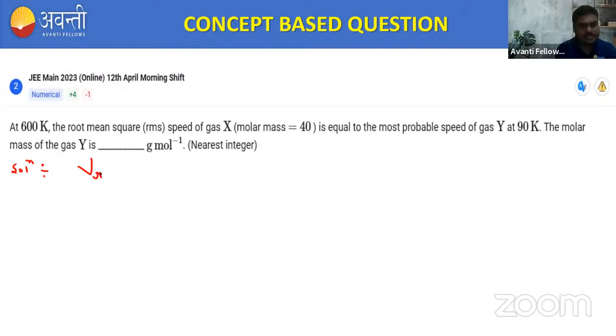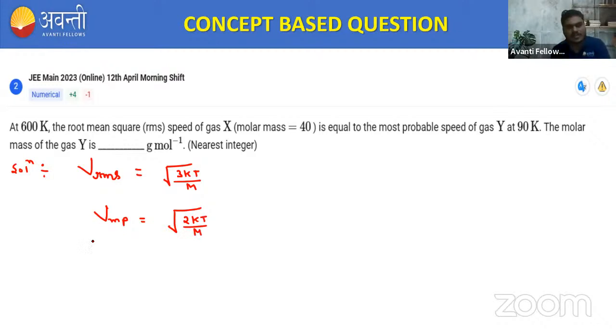VRMS is equal to under root 3kT divided by M. Similarly, VMP, the most probable speed, is equal to under root 2kT upon M. In this question they are saying the root mean square speed of the gas X having molecular mass 40 is equal to the most probable speed of the gas Y at 90 Kelvin. So let's equate these; this is equation 1 and this is equation 2.